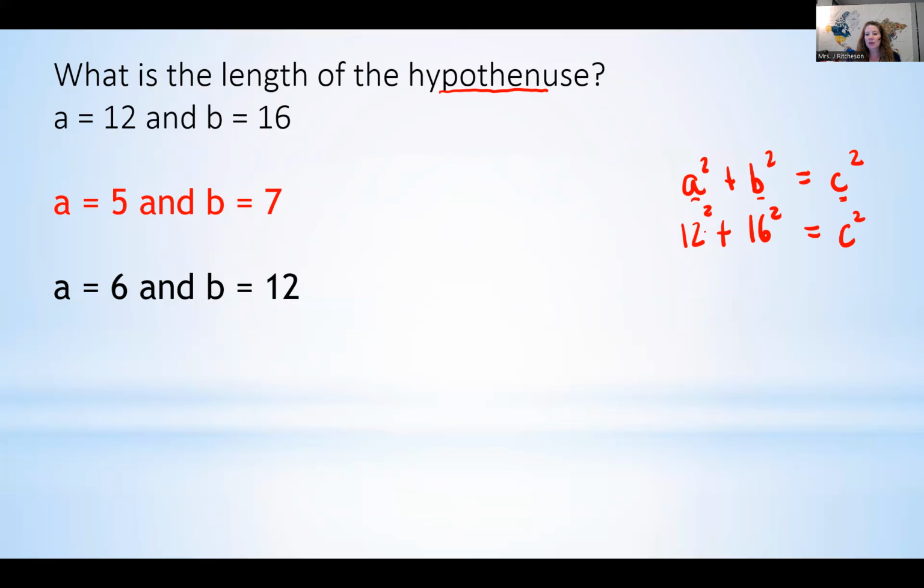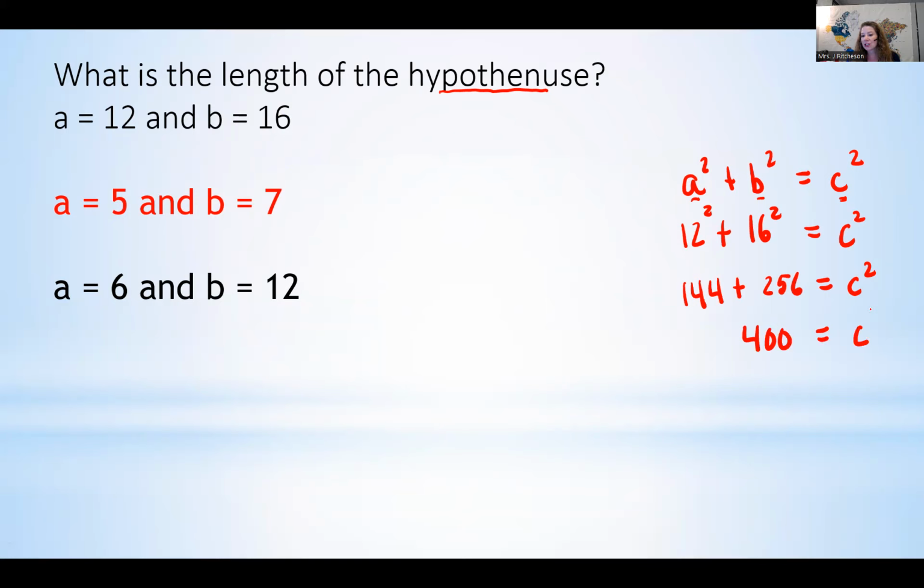So now on our calculator, we're going to square 12, and we get 144. We're going to square 16. 16 squared is 256. And that's going to equal c squared. So 256 plus 144 is 400. So the hypotenuse squared is 400.